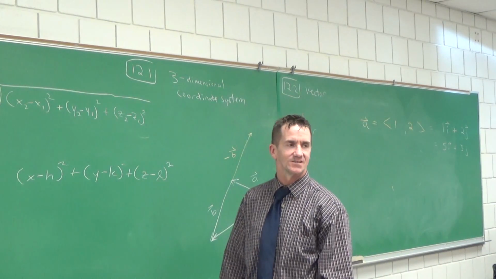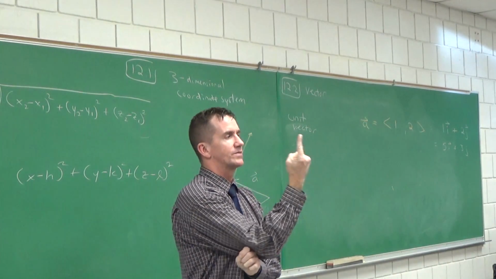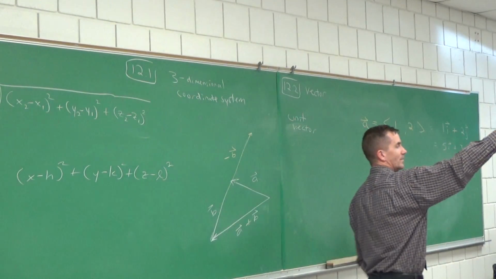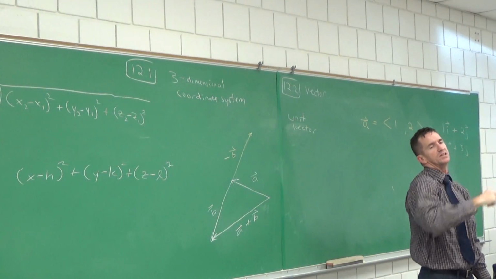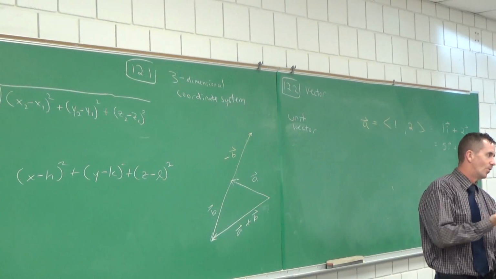A unit vector. Definition of unit vector? A vector with a magnitude of 1. Like, has anyone ever seen the unit circle before? That's the circle with the radius of what? 1, center at the origin.